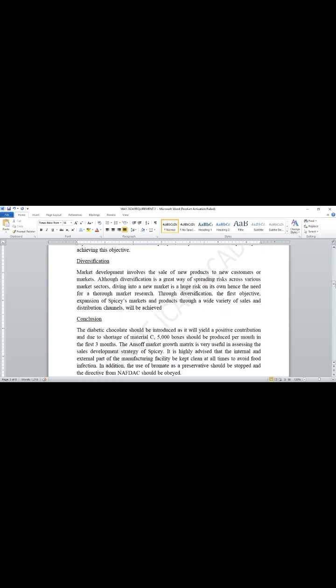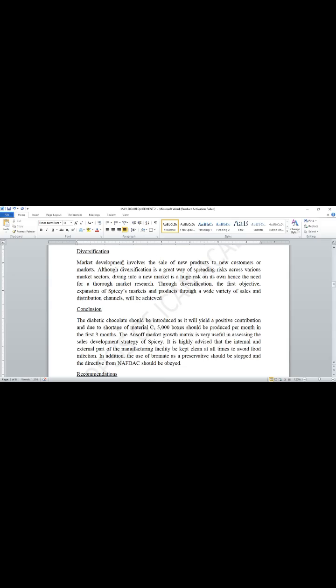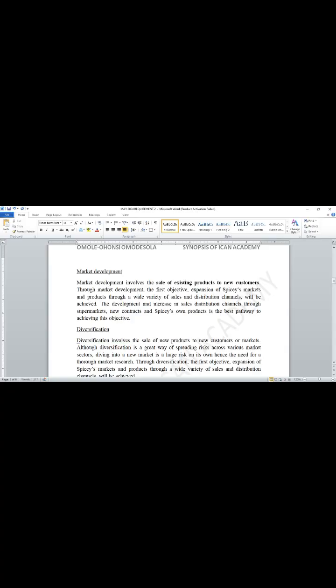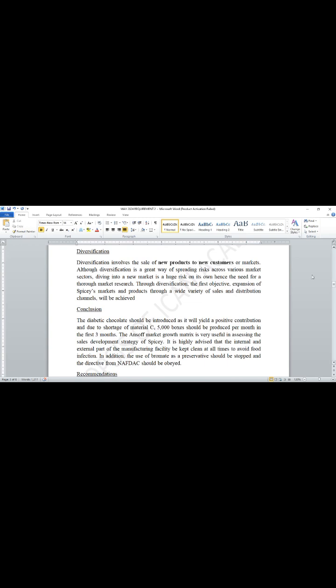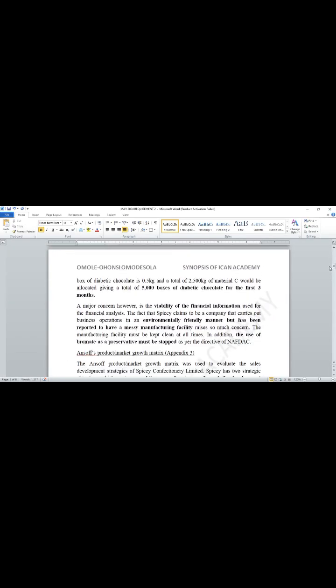So now, diversification, sorry. Product development is existing products to new customers. No wait, product development is new products to existing customers, but diversification is new products to new customers or market. That's diversification. Although diversification is a great way of spreading risk, because when you diversify, you put your risk in different places, entering a new market is a risk on its own. So that's why they have to do a thorough market research, and you have to also talk about the need for thorough market research. But if they diversify, then they can achieve their first objective, which is to expand their product market. So that's how we can use the Ansoff growth matrix to assess the company.